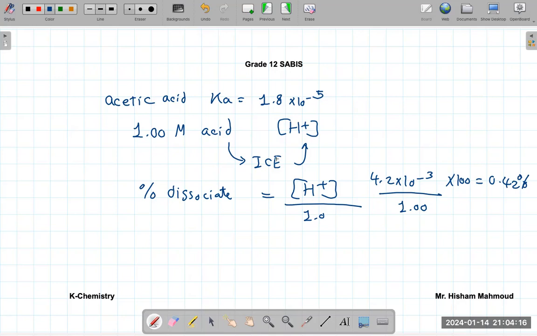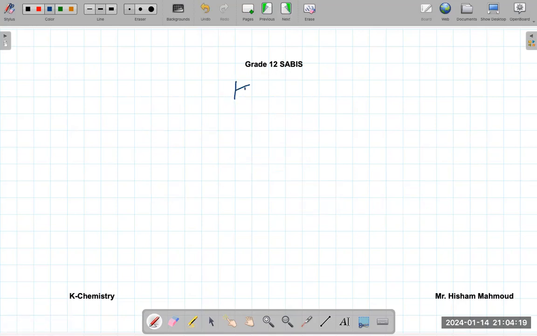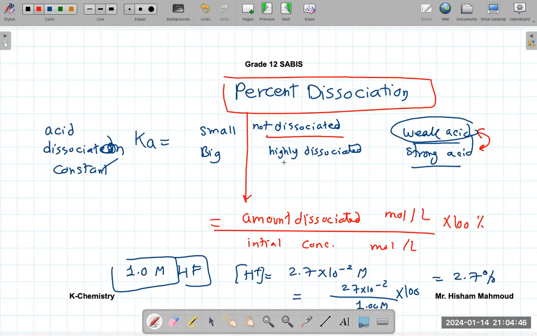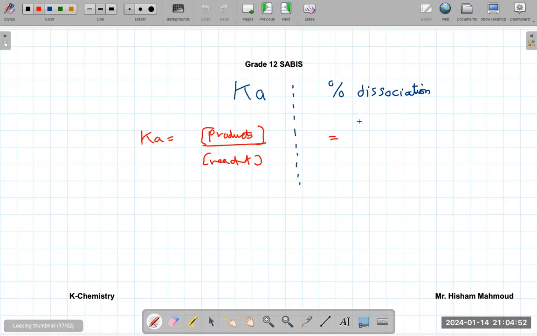Okay, still we have one more last idea, the relationship between Ka and the percentage dissociation. I found that the calculation of this one is different from that one. For this one, the Ka is equal to the concentration of products divided by reactants to the power of their coefficients, while this one is equal to the amount that's dissociated divided by the initial concentration multiplied by 100.